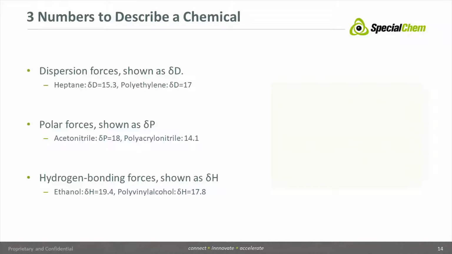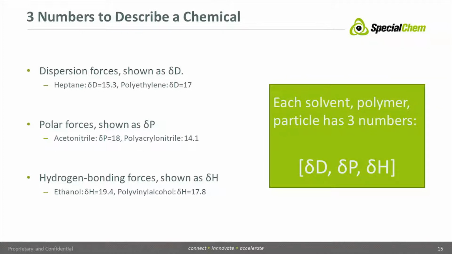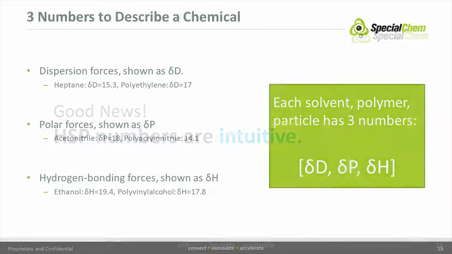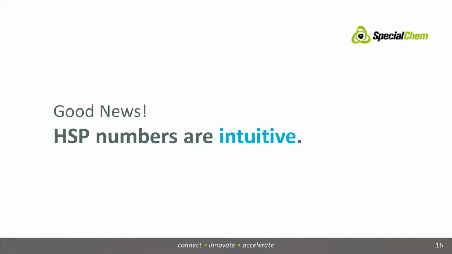cover hydrogen bonding. The HSP system works by assigning these 3 parameters to any solvent, polymer, particle that you want to use. The convention is to list them like this, in square brackets, dD, dP and dH. One of the many great things about HSP is that the values of the 3 parameters make intuitive sense to formulators. Let's look at the values of a few solvents and polymers.